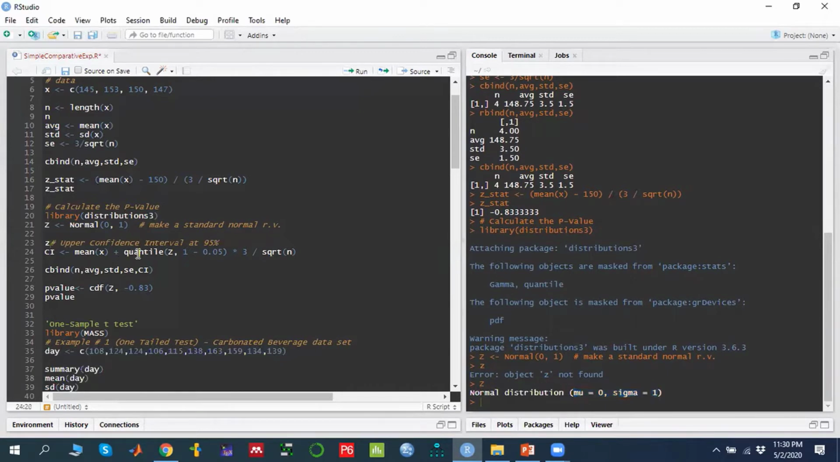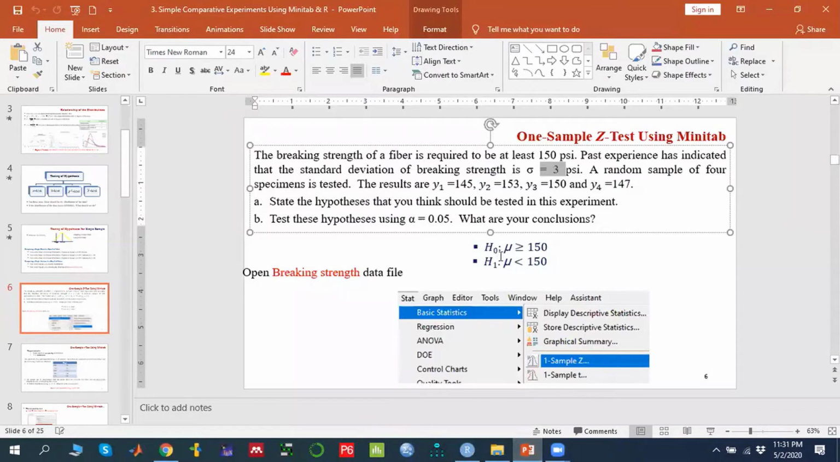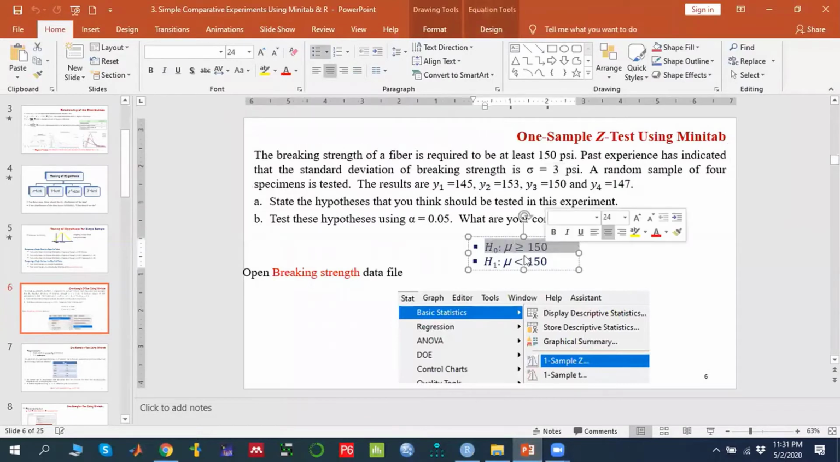So using this particular distribution, now we are calculating the confidence interval. Because this is a one tail question, the problem was that our H naught was mu is greater than or equal to 150 and H1 is 150.